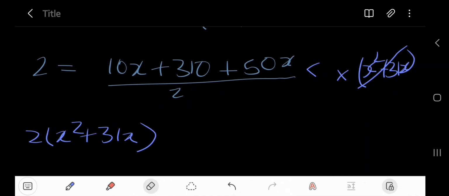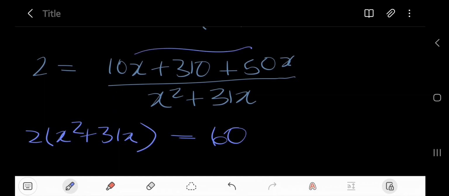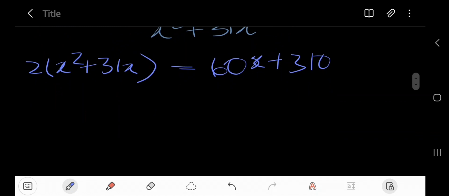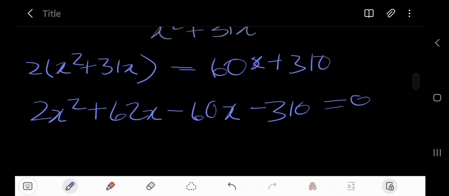Let's resume. It is equal to 10x plus 50x, let me just write it down as 60x, these are like terms, plus 310. So if we expand, we're going to have 2x squared plus 62x. Then let's bring everything to the other side so we can write this in standard form: minus 60x minus 310 is equal to 0.